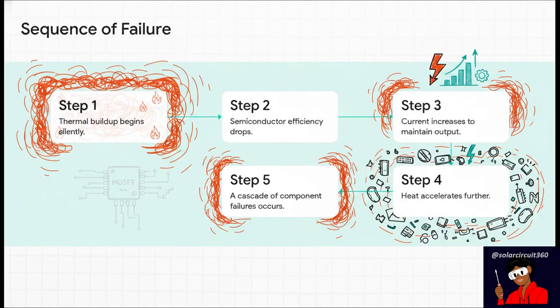So, let's just recap the real sequence of events. It all starts with that silent thermal buildup. That heat causes the efficiency of the semiconductors, our MOSFETs, to drop. The system tries to compensate by pulling more current, which just accelerates the heat buildup even more. And finally, that runaway process leads to a full-blown cascade of failures across the board.